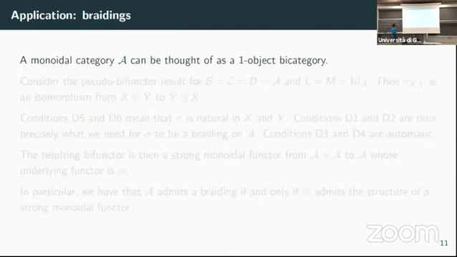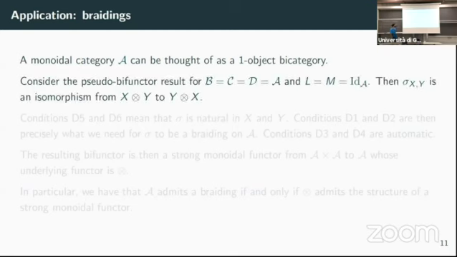Okay, and now one last application, and that's for braidings of a monoidal category. If we have a monoidal category, we can think of it as a one-object bicategory. Now, I stated the result before for 2-categories, but it works equally well for bicategories. So in this case, suppose that all of our categories, B, C, and D, are bicategories corresponding to this monoidal category.